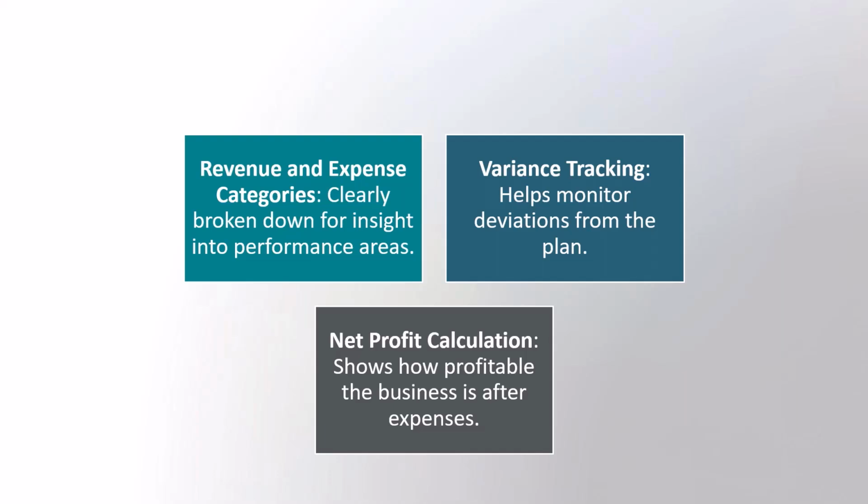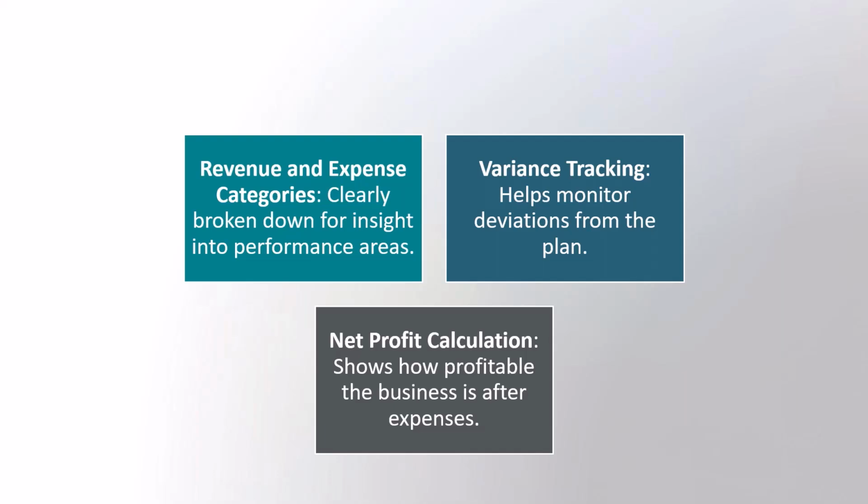So this is going to allow that tracking so that we can monitor if we're not hitting our budget, what can we do to change it? What can we do to get back on that path if we are not hitting those variances? And of course, this is going to fall into our net profit. So showing us, based on these budget numbers for our revenue and our expenses, how profitable that business is going to be after everything is said and done. Okay, so that is what is included in a budget.